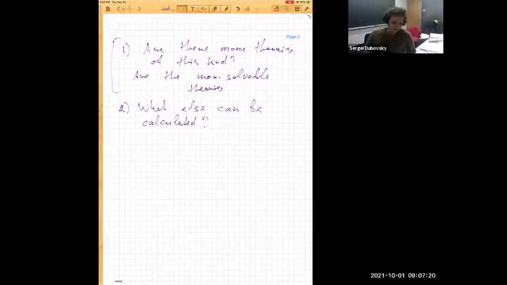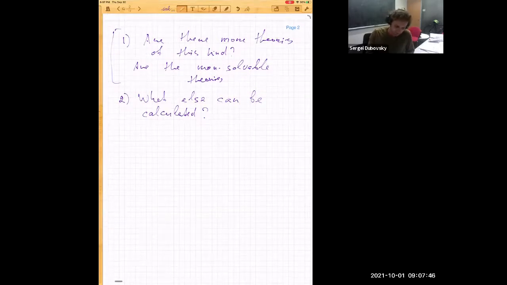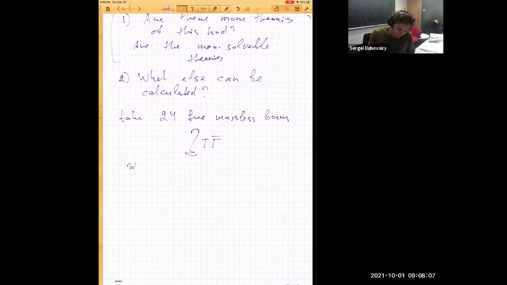The hint that the actual class of theories we're talking about is much larger than this exactly solvable example comes from thinking about the very first and simplest example of a TT-bar deformed theory, namely the theory on the worldsheet of critical strings. The first example would be to take 24 free massless bosons, TT-bar deform them, and this way one gets the worldsheet theory of an infinitely long bosonic critical string.